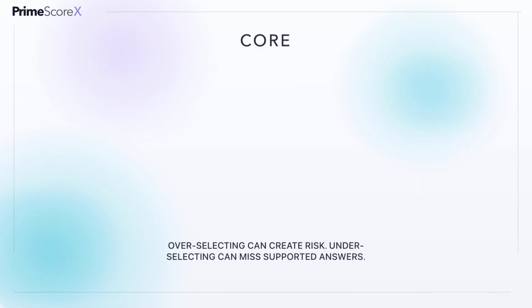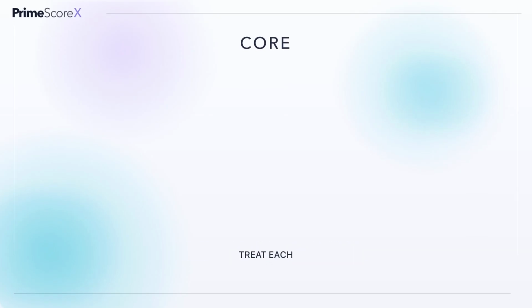The next layer is how the detail behaves inside the real exam experience. Over-selecting can create risk. Under-selecting can miss supported answers. If you prepare only by reading notes, this part can still surprise you. If you train with the structure in mind, the same information becomes predictable and manageable.